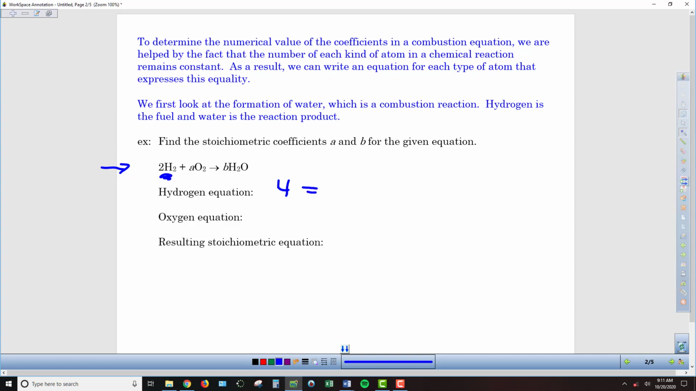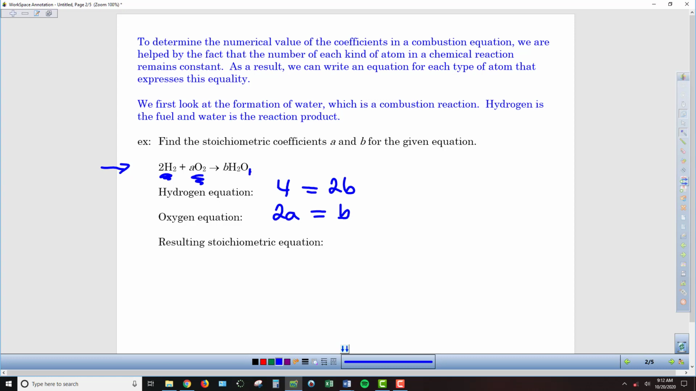On the right-hand side, I've got B times H2, so I've got B times 2, or 2B, hydrogen atoms on the right-hand side of the equation. So I can balance my equation that way. In terms of oxygen, on this side, I've got A moles of oxygen gas. So therefore, I've got 2A on the left-hand side, and that's going to be equal to just B times 1, since that's a 1 there. So B on the other side.